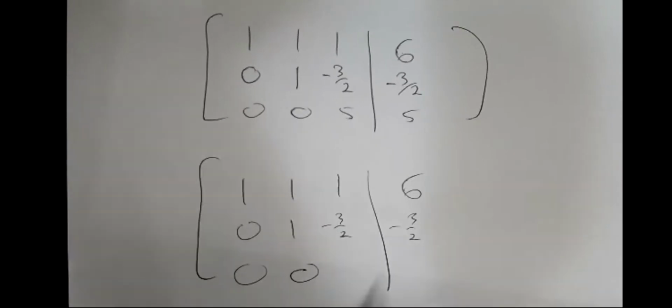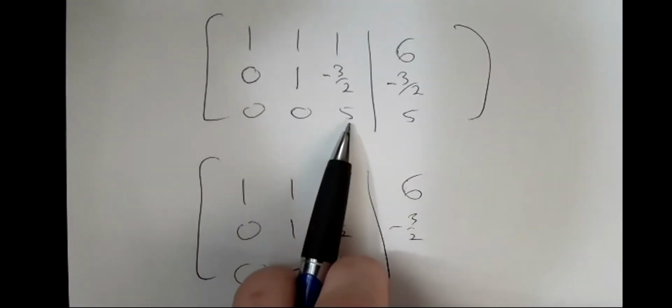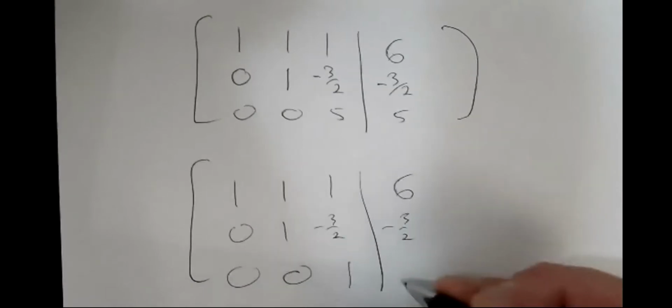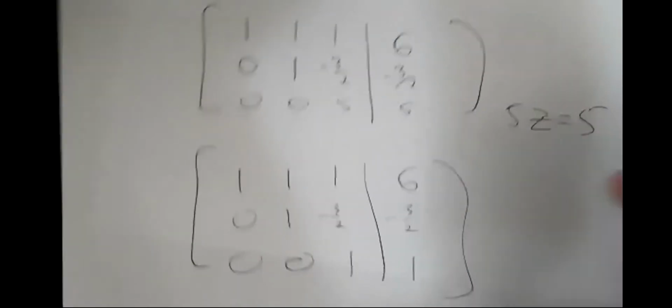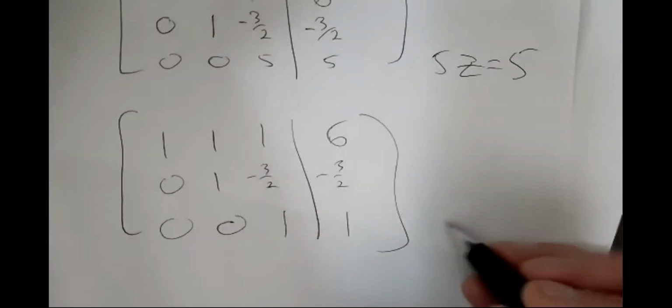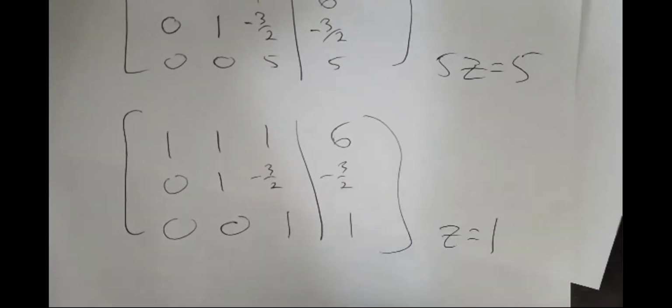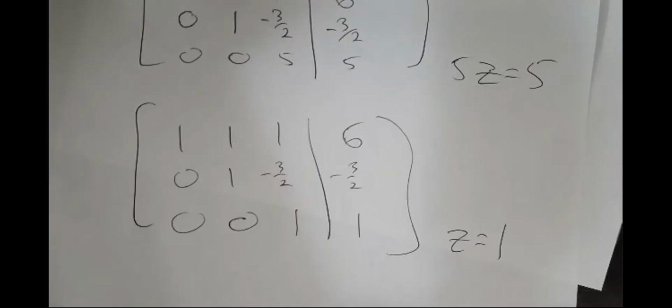If we want to make this 1, we have to divide everything by 5. So whether you do 5z equals 5, or you do 1z equals 1, you should be getting a z equals 1 out of that same thing somehow, right?